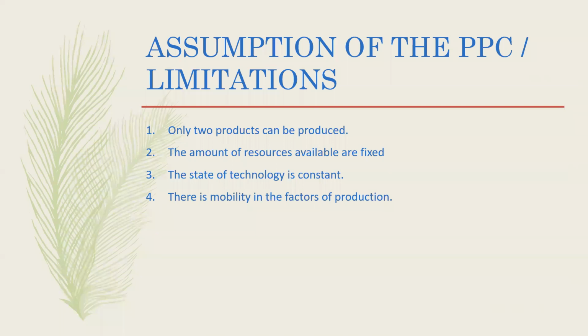The second assumption is resources available are fixed. Resources available should always be variable. You must have a varying level of resources within the economy. So again, another assumption. State of technology is constant, but technology could advance. But we have to make this assumption to show how scarcity can be shown on a diagram. And there's mobility in the factors of production.